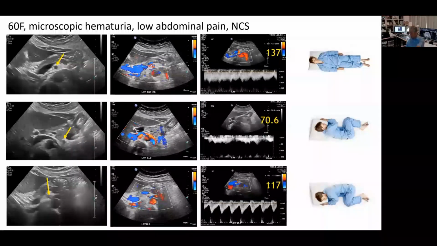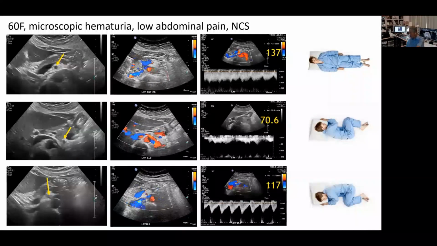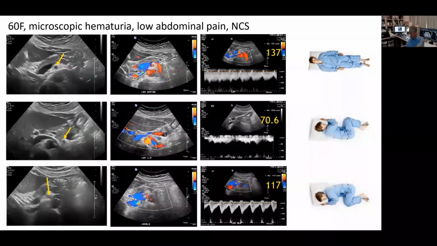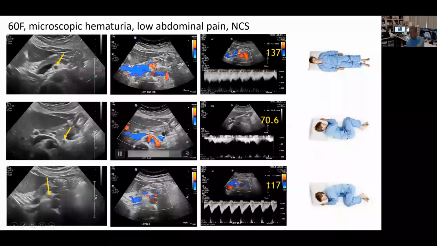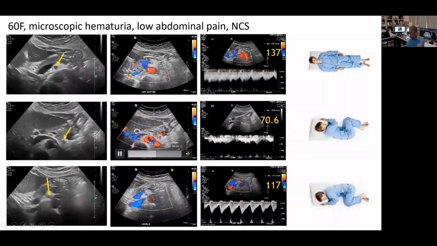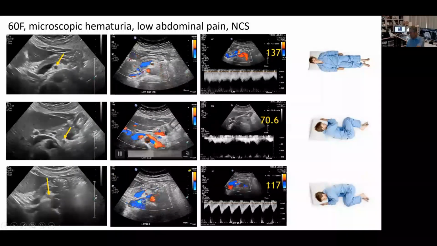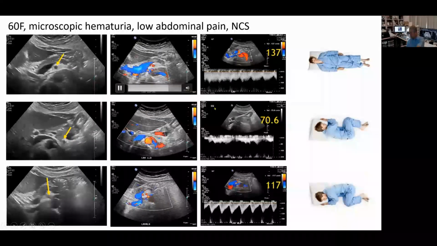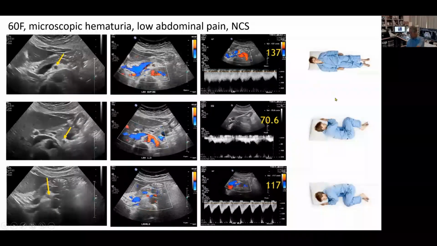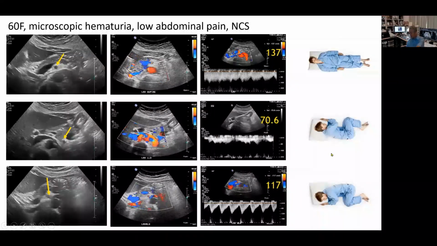Another patient with similar Doppler findings: a 60-year-old woman with microscopic hematuria and low abdominal pain due to Nutcracker syndrome. Doppler ultrasound findings show a similar difference in the movement of the superior mesenteric artery and a similar difference in left renal vein compression according to postural changes. And her best sleeping posture will be left lateral decubitus.